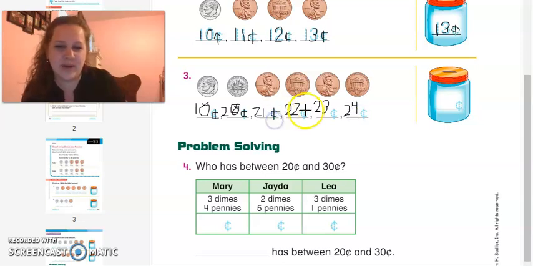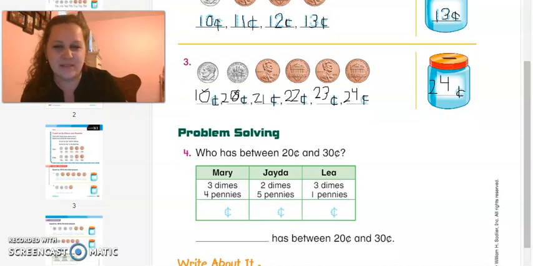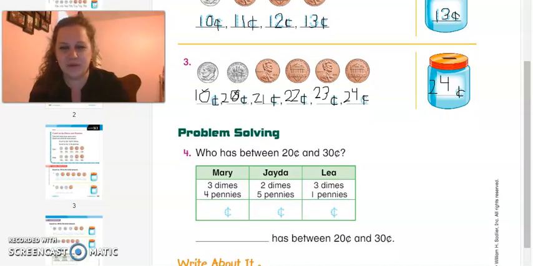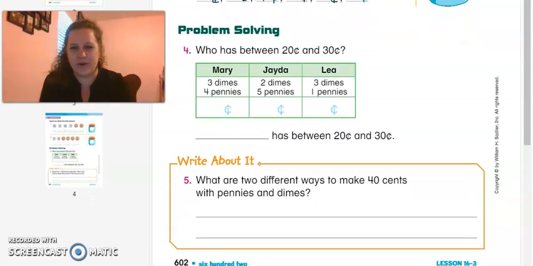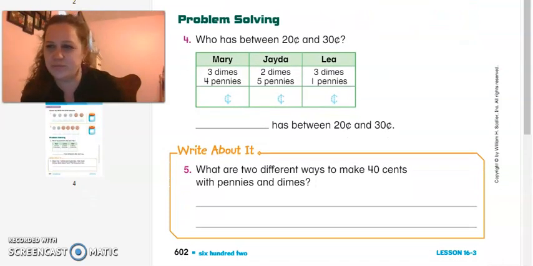Again, I'm going to go back and do all my cent signs because it's really important when you guys are filling out this page, you're doing your cent signs as well. All right, so then I have 24 cents that I can drop into my piggy bank. All right, let's move down to number 4.